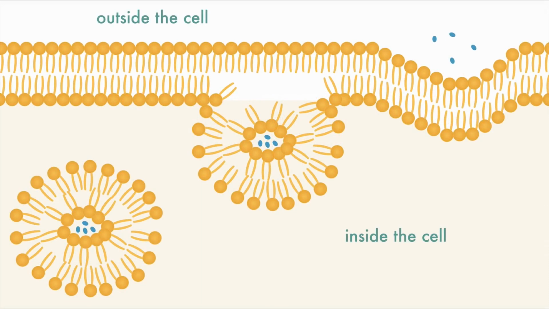A vesicle can merge with the cell membrane because they're both made of phospholipids. The layers press into each other, and the phospholipids rearrange a little so that they can open up their contents to the outside of the cell. Again, this requires energy, so it's classified as one of the types of active transport.